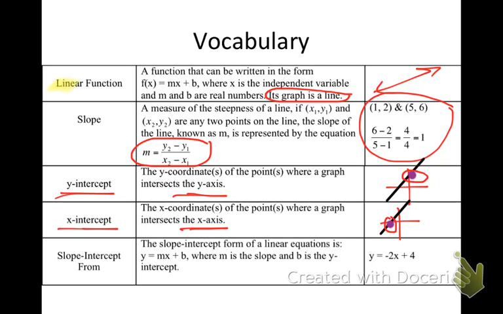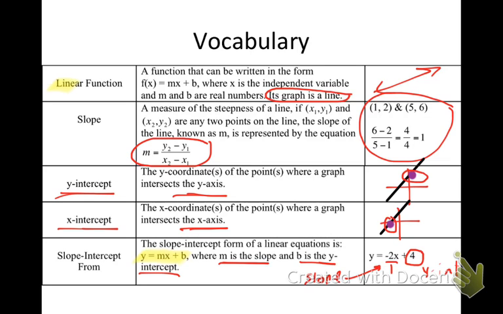And the last thing we're going to talk about today is slope-intercept form. Slope-intercept form is by far the easiest form to graph, typically the most common way to graph as well. Slope-intercept form of a linear equation is y equals mx plus b. You'll want to know that formula, where m is the slope and b is the y-intercept. So in this equation right here, the 4 is my y-intercept, and the negative 2, or negative 2 over 1, is my slope.